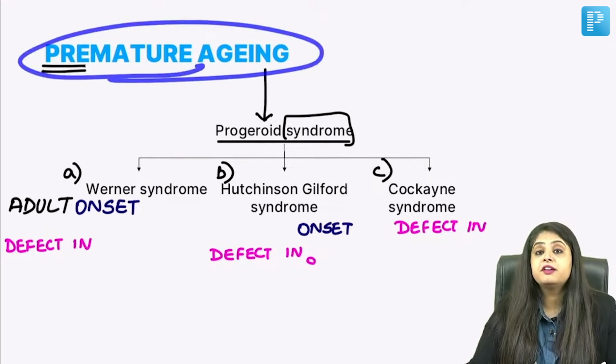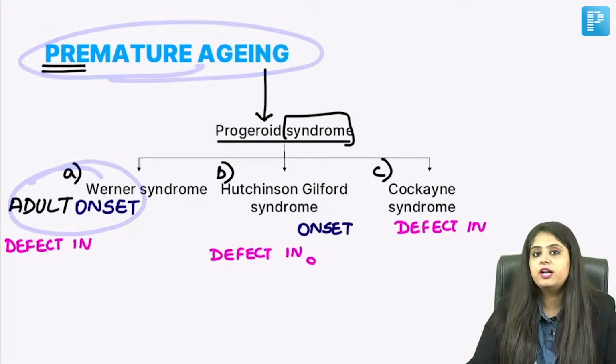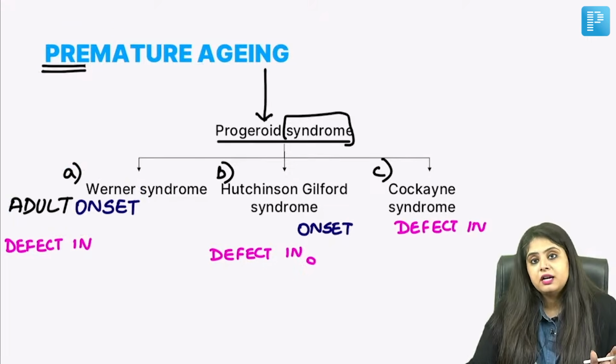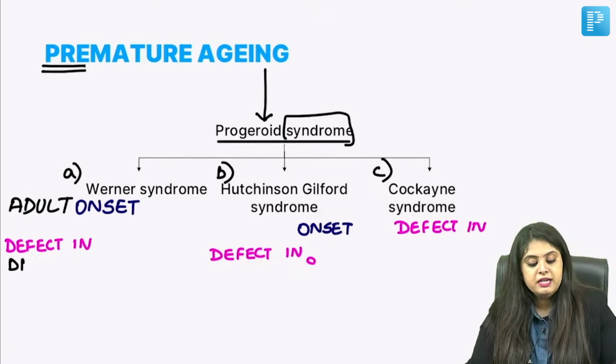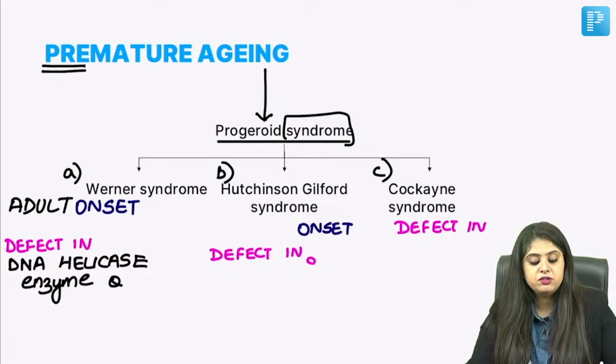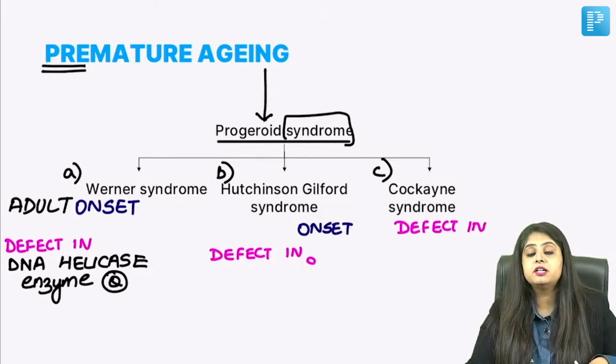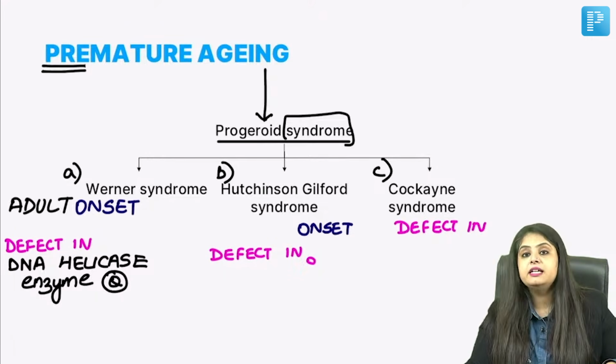The person starts having premature aging, but does it start in childhood? No. It starts at an adult age, adolescence age. So Werner syndrome, and this is because of a defect in an enzyme that is known as DNA helicase. What is the defect that you see? It is a defect in the DNA helicase enzyme, which is also an MCQ that will be asked. Werner syndrome is a defect in DNA helicase.